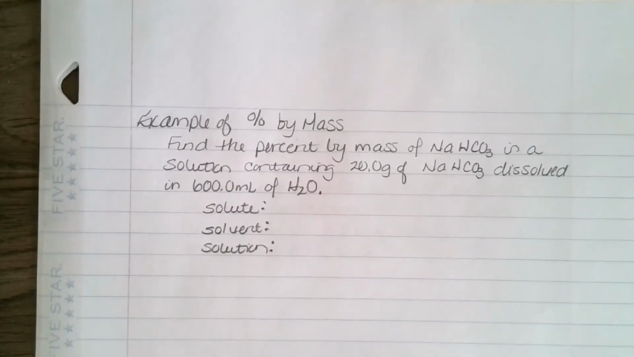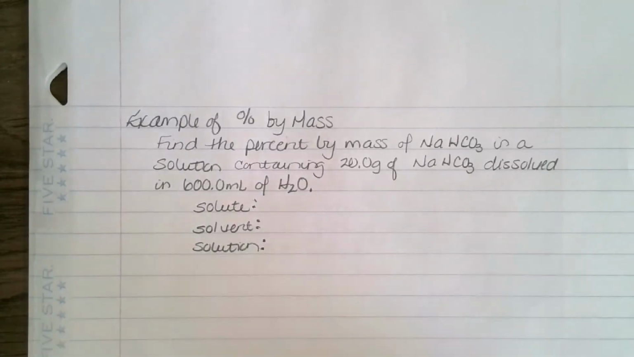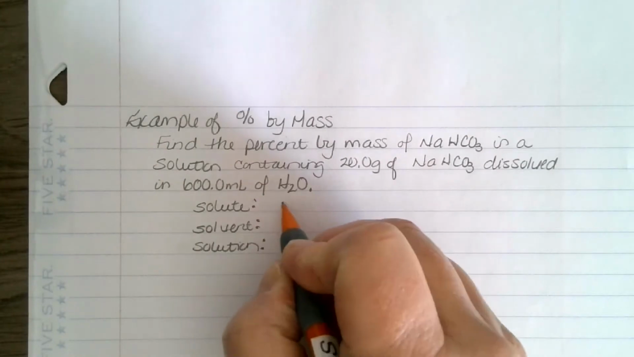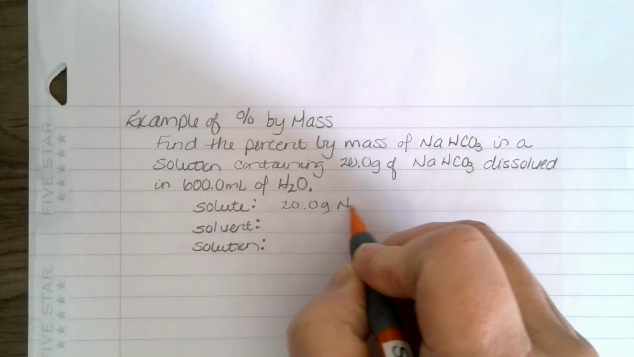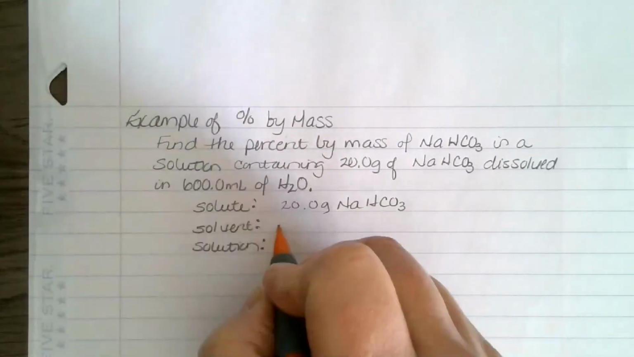Example, percent by mass. So here is a word problem. It says find the percent by mass of sodium bicarbonate in a solution containing 20 grams of sodium bicarbonate dissolved in 600 milliliters of water. So what we do is we decide what is our solute. Our solute is the 20 grams of sodium bicarbonate. The solvent is 600 milliliters.